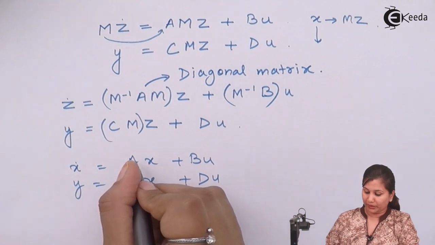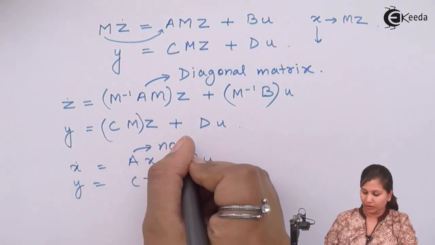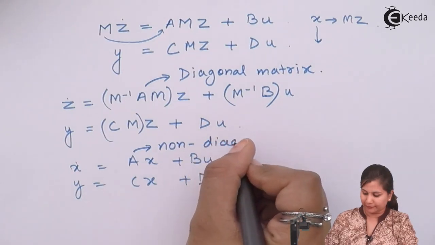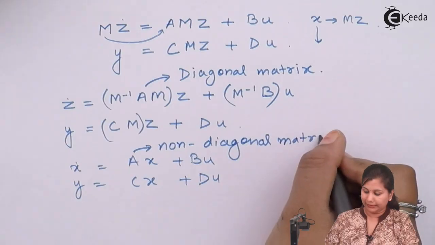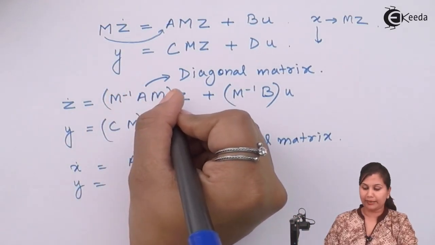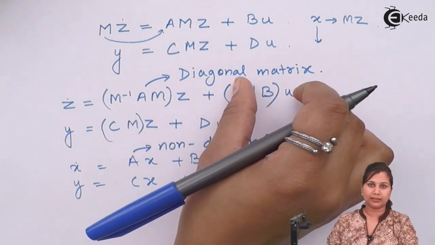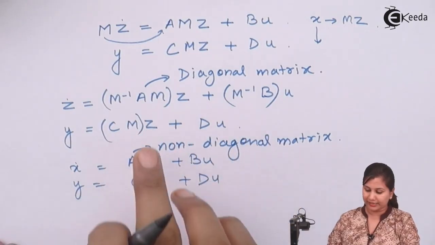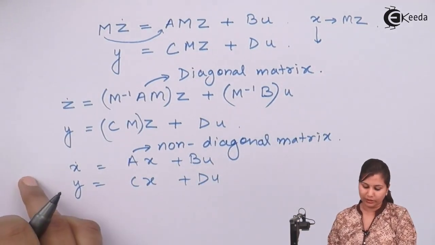So what we have done is convert a non-diagonal matrix into a diagonal matrix by multiplying it with the matrix M inverse and M. When we do this, A is converted into a diagonal matrix. Now this matrix M is called the modal matrix.